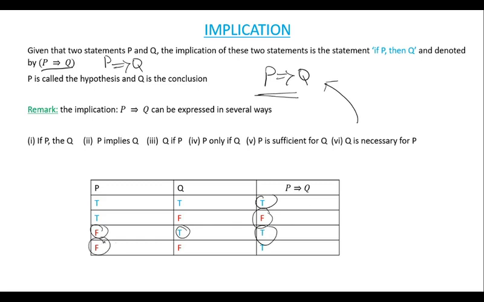Now if we have both to be false, P implies Q, false implies false, that is a true statement. So for implication, the only way the truth table for an implication will be false is when the first statement, called the hypothesis, is true but the conclusion is false. That is the only time we get a false statement. Aside from that, we have true statements all along.